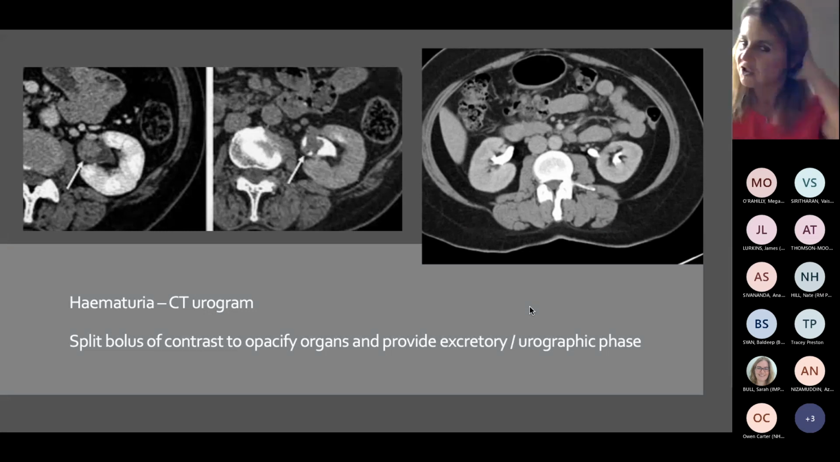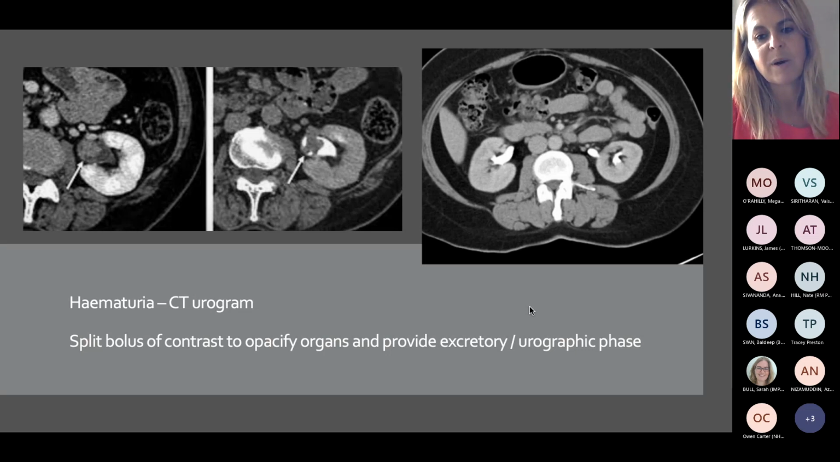Hematuria is another indication which you may need to be aware of. I mean, most of these will obviously go directly to the urology 2-week wait pathway, but sometimes they won't, and they will come to you. And in those situations, we do something called a CT urogram.